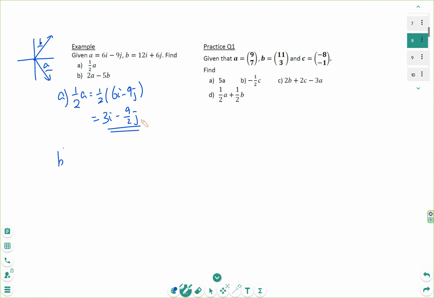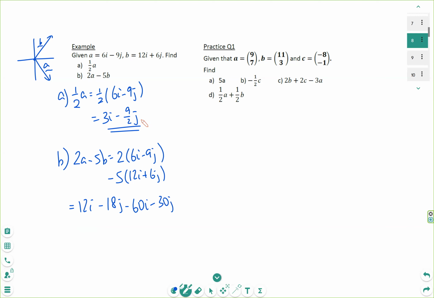Part B, 2A - 5B is the same as 2 times (6i - 9j) minus 5 times (12i + 6j). If I expand the bracket, that's 12i - 18j - 60i - 30j. So 12i - 60i is -48i, and -18j - 30j is -48j. So -48i - 48j. Both numbers are strangely, coincidentally, equal.